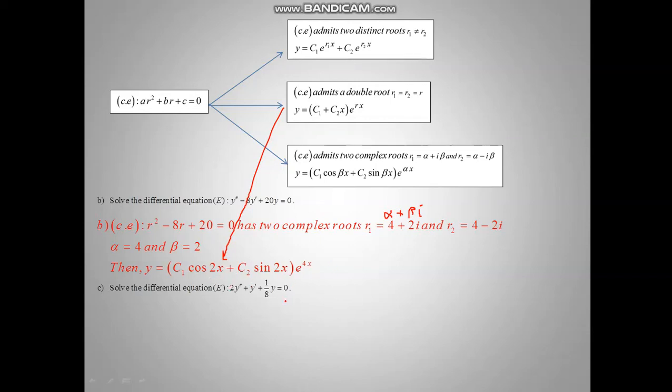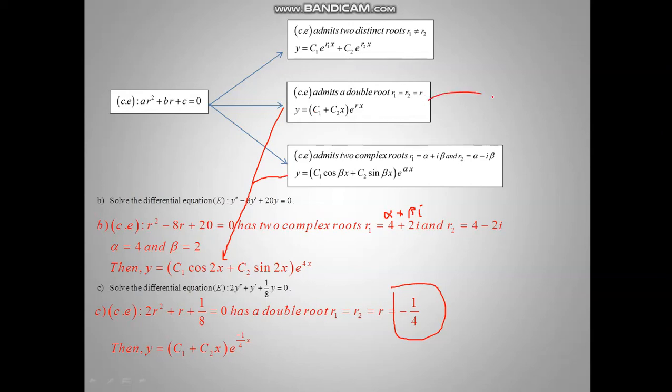Okay, this differential equation is the last one. The characteristic equation is this one, and it has the double root minus 1 over 4, so we have to use this formula. This formula will be used here: y equals c1 plus c2 x, times e to the rx.